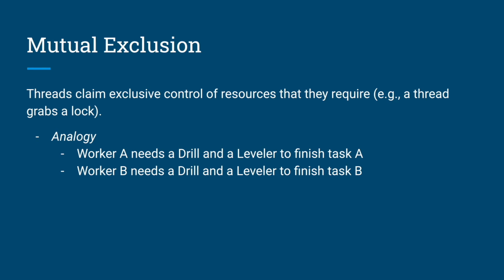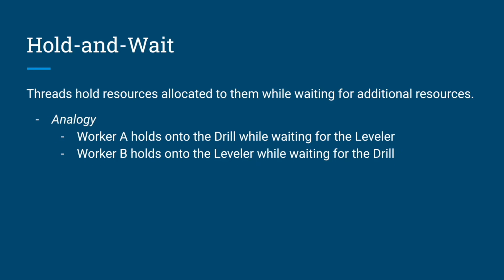Mutual exclusion. Threads claim exclusive control of resources that they require. For example, a thread grabs a lock. Relating this back to the analogy from earlier, this would be like worker A needing a drill and a leveler to finish task A, and worker B also needing a drill and a leveler to finish task B.